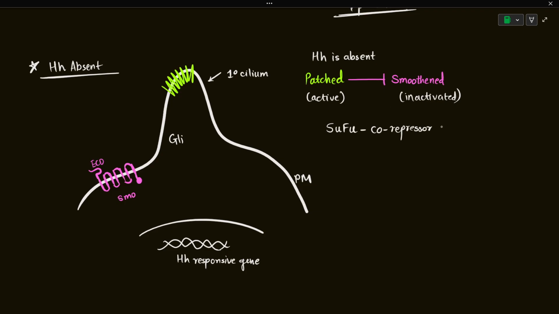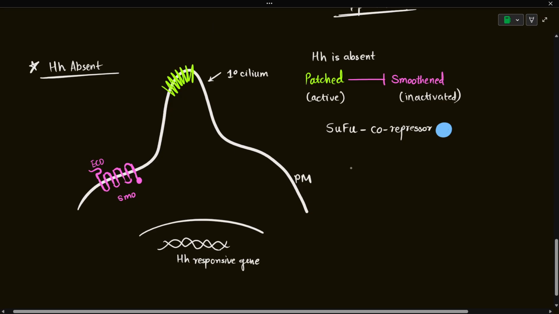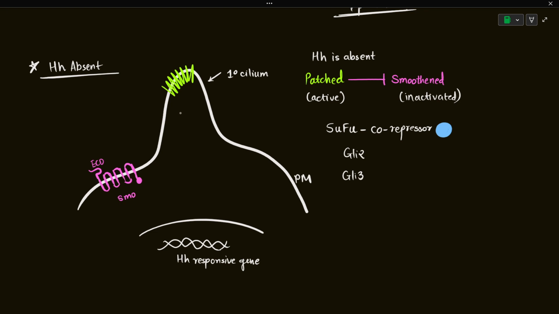Let me draw this co-repressor protein SUFU in blue color. This SUFU protein inhibits the Gli transcription factor. I already told you that this family has multiple Gli proteins such as Gli2 and Gli3. Gli2 will be bound to the SUFU protein and it will be inactivated. Let's assume this is Gli2 and this is Gli3. Both of them will be bound to SUFU when Hedgehog is not there.